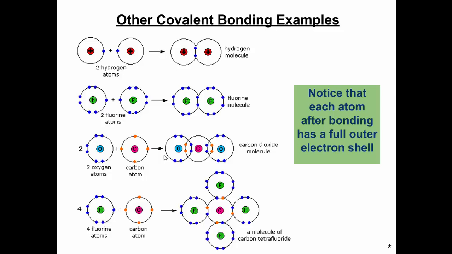So here are some other covalent bond examples. You can have two hydrogen atoms, and they're sharing, and so that's a single covalent bond. They're each contributing one valence electron, which is going to be shared between both of them. Two fluorine atoms can join together. Again, they're each going to share one valence electron. So it's a single covalent bond to make F2, or a molecule of fluorine.